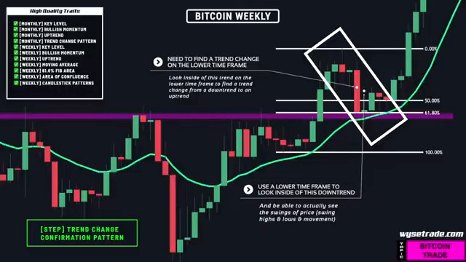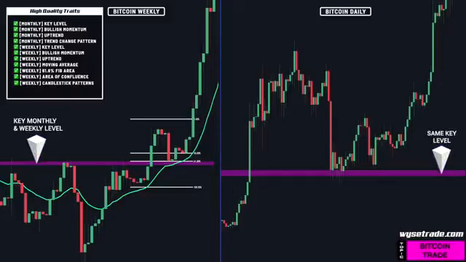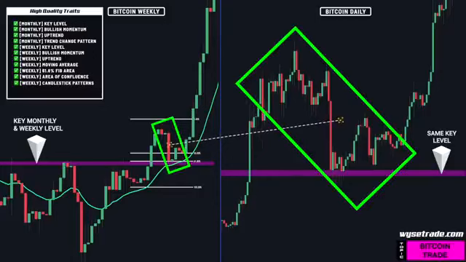So let's pull up the daily time frame and put it beside this one. The chart on the left is the Bitcoin weekly time frame we just looked at, and the chart on the right is the Bitcoin daily time frame. Here is the very key monthly and weekly level, and here is the same key level on the daily. Here is the pullback area on the weekly. Here's the same pullback area on the daily. Here is the weekly time frame area of confluence, here's the same area of confluence on the daily.